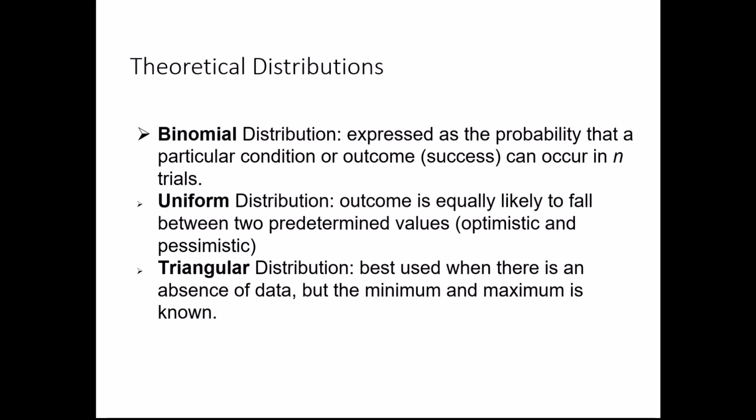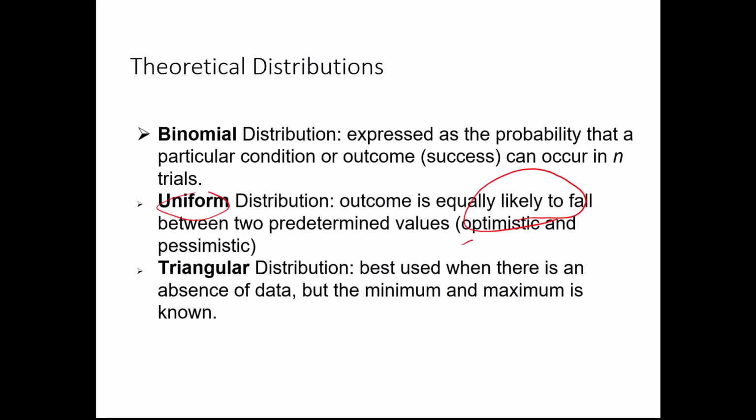And then we talk about the theoretical distributions, right? As you know, every distribution has a probability count of outcomes. You may have binomial, or uniform, or triangular, right? The uniform is equally likely to fall between two predetermined values.